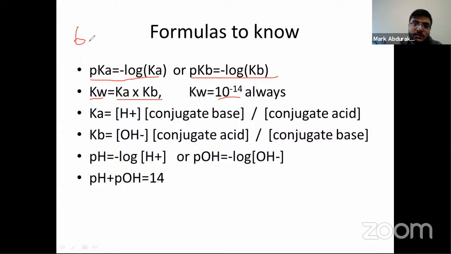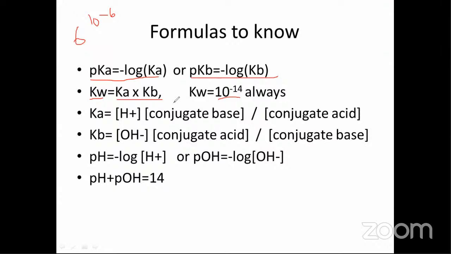You would do, okay, well, I know the Ka is 10 to the negative 6th, right? Because it would just be log. So if you undo the log, it would be 10 to the negative this. So it would be 10 to the negative 6th. And then you just divide 10 to the negative 14th over 10 to the negative 6th. And then you would get a Kb.